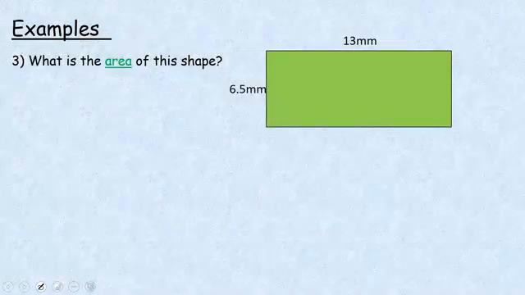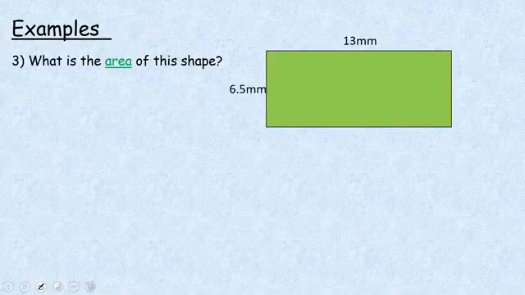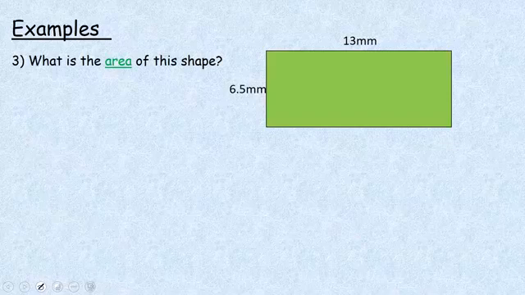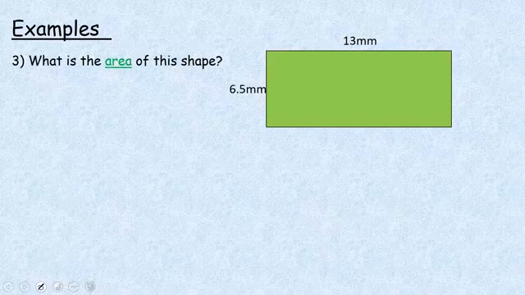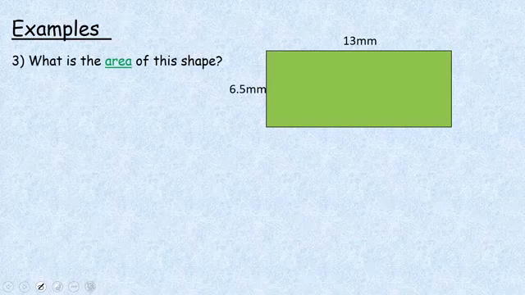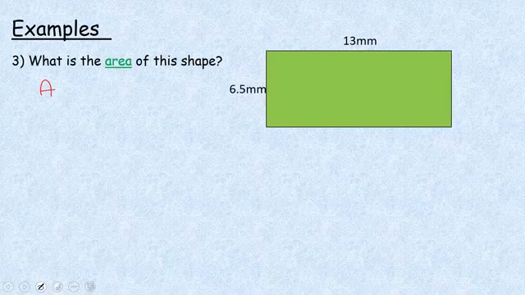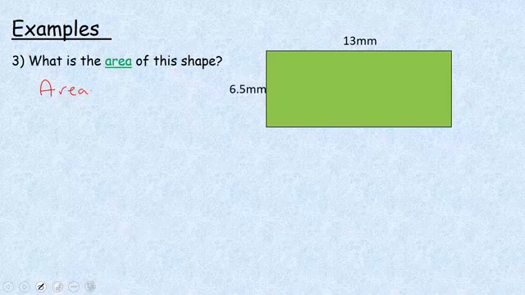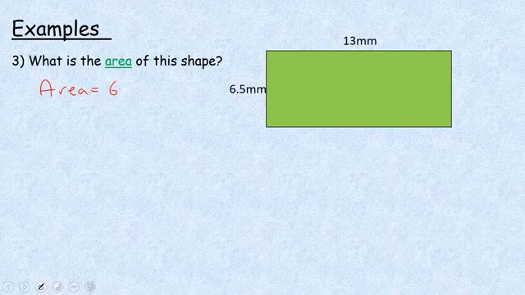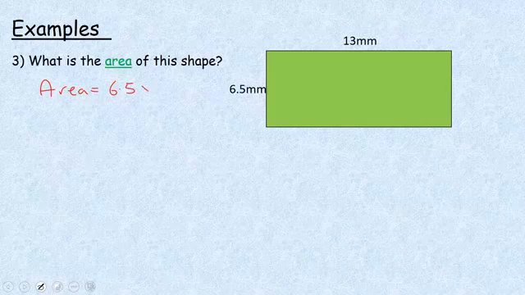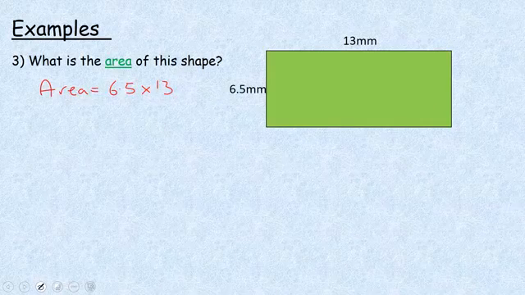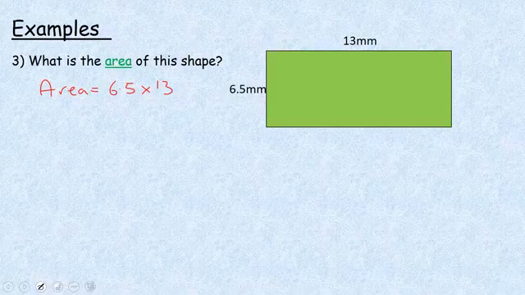So here's our last example. In this case, we've got millimeters, and the numbers are a little more difficult. So we're going to need to think about our box method of multiplication. So we know our area is 6.5 multiplied by 13. So I'm going to set out my box.